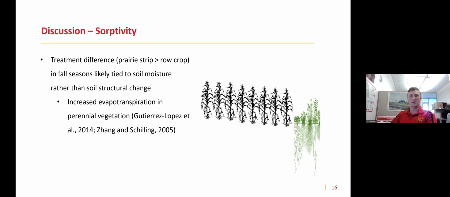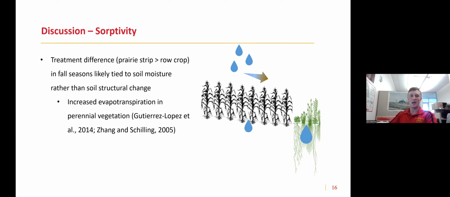So you look in the literature, and I mean, it's intuitive, but in perennial vegetation outside of the annual growing season, there's increased water use and evapotranspiration. So soil tends to be drier in perennial vegetation as opposed to row crop. So basically, in the prairie strip, it was just a little drier, and runoff was generated later than the row crop. Now, this may seem a little inconsequential, but when we actually think about it in the context of that hypothesis, it definitely is meaningful.